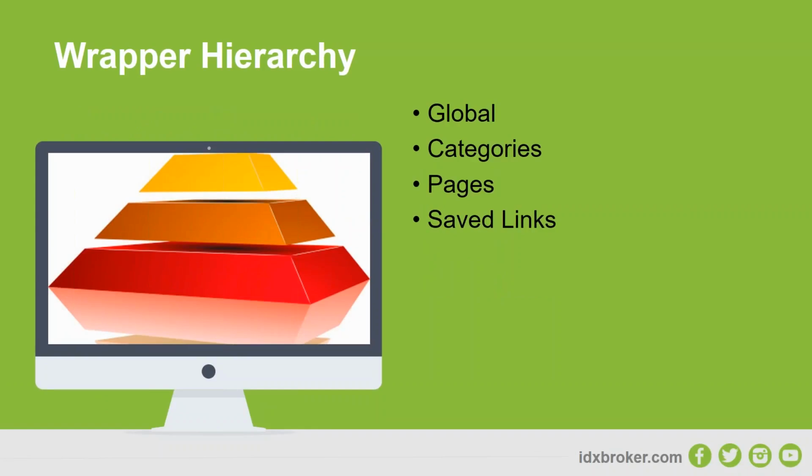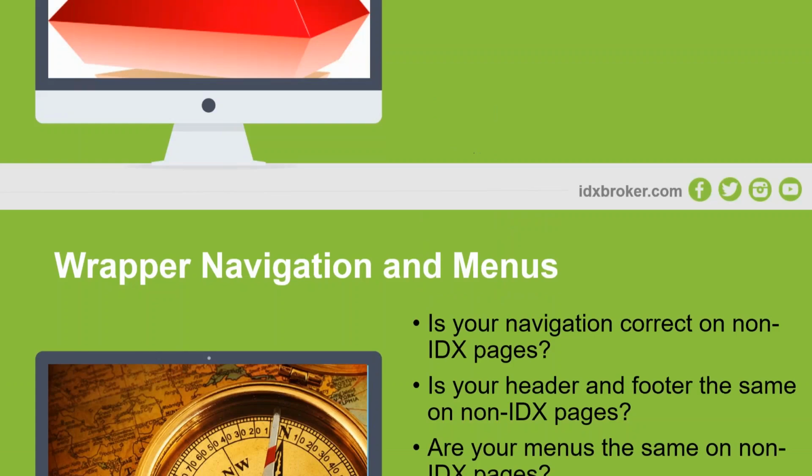Okay, so moving along, this is again just reiterating the wrapper hierarchy. So there's the global, categories, pages. Save links kind of works similarly. So save links are going to override pages, categories, and global just for those save links. So just a quick refresher on that.